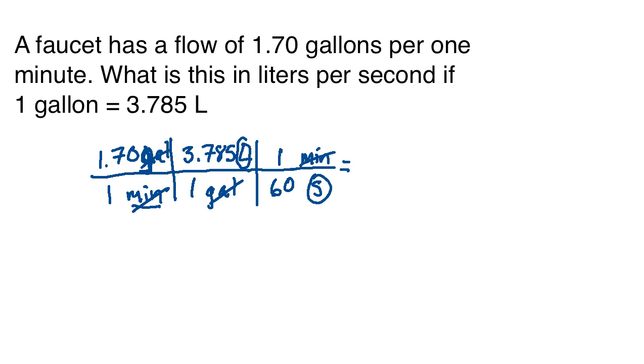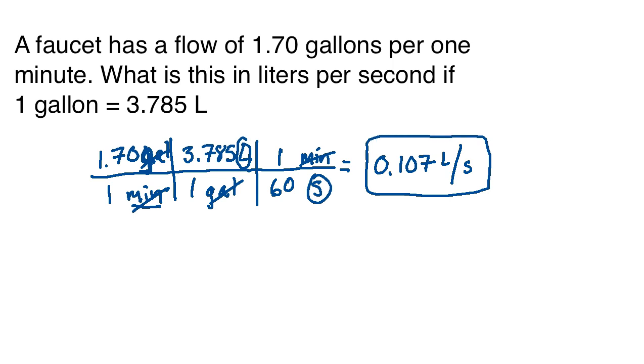So all that's left is to run the math, and when you do that, you should come out with the following. 0.107, and keep in mind 3 sig figs to begin with, so that's 3 to end, and that would be in liters per second. And this makes sense. This number got smaller on a per second basis.